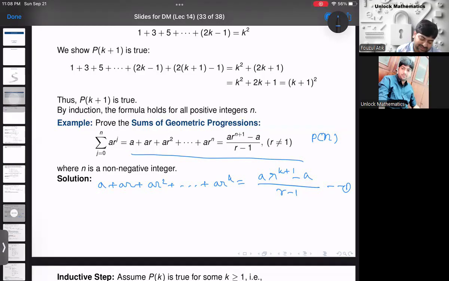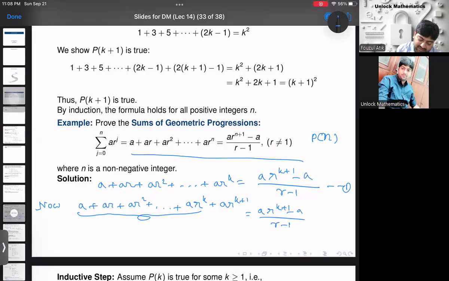This is true. So what is the Pk plus 1 expression's left hand side? It is now a plus ar plus ar square plus dot dot dot a r to the power k plus a r to the power k plus 1. But up to this I have some value using Pk. What is this value? This is a r to the power k plus 1 minus a divided by r minus 1 plus a r to the power k plus 1 was there already, so a r to the power k plus 1.